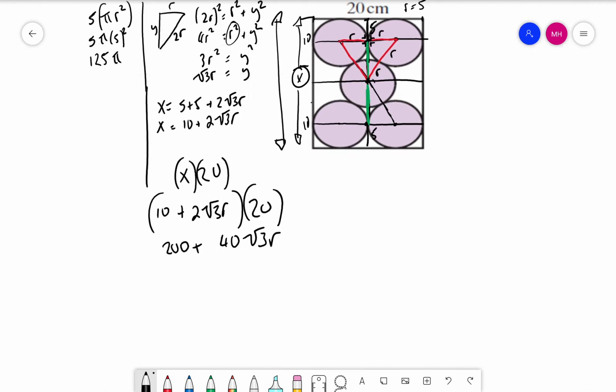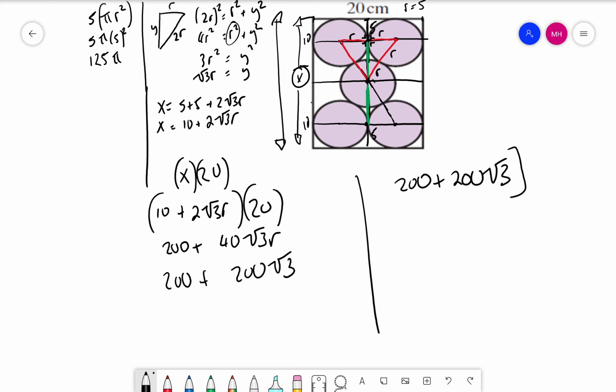We know that our r is 5 as well. So just tidy that up. 200 plus 40 by 5 is another 200, 200 square root of 3. So take one away from the other. I don't have a calculator here, so I'll let you work this out yourselves. But 200 plus 200 square root of 3 minus 125 pi. So whatever that is, you get your answer.